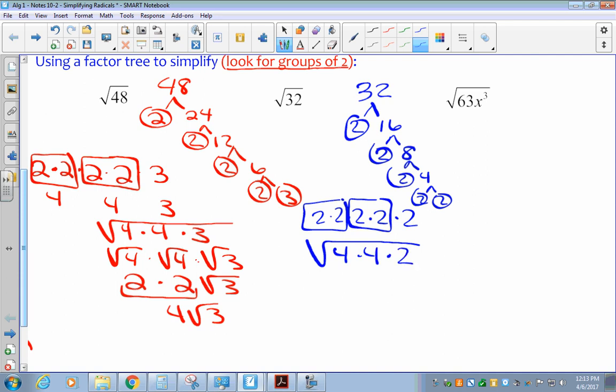Perfect squares get out of jail. Square root of 4 is 2. Square root of 4 is 2. Square root of 2, not perfect, still stuck in the root.